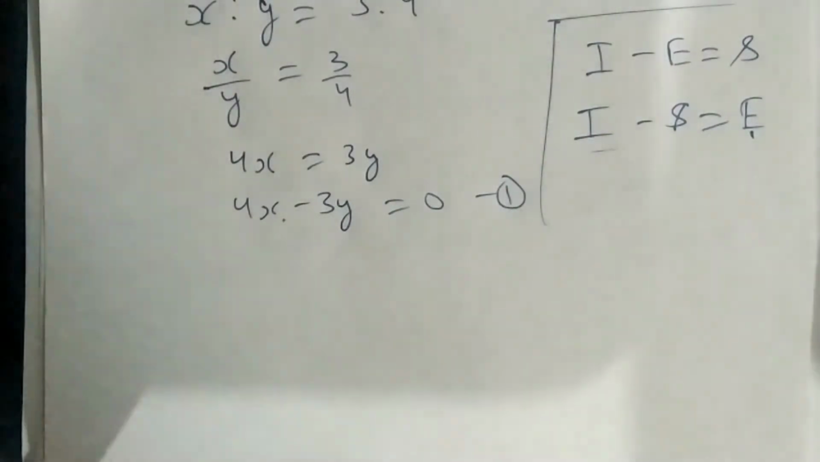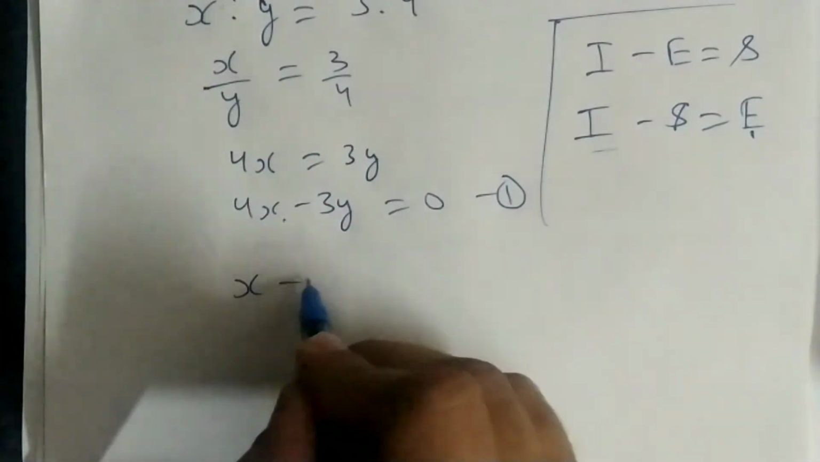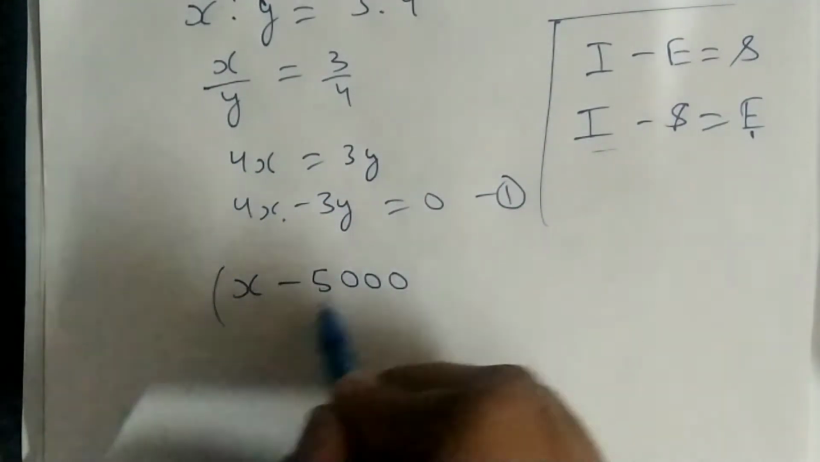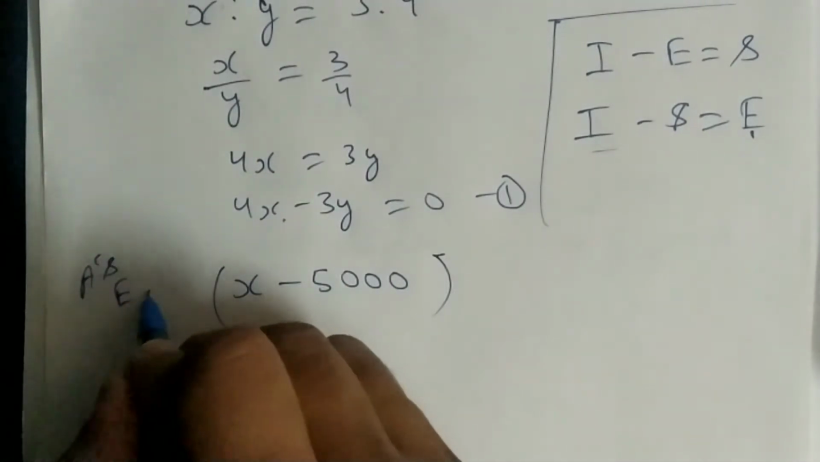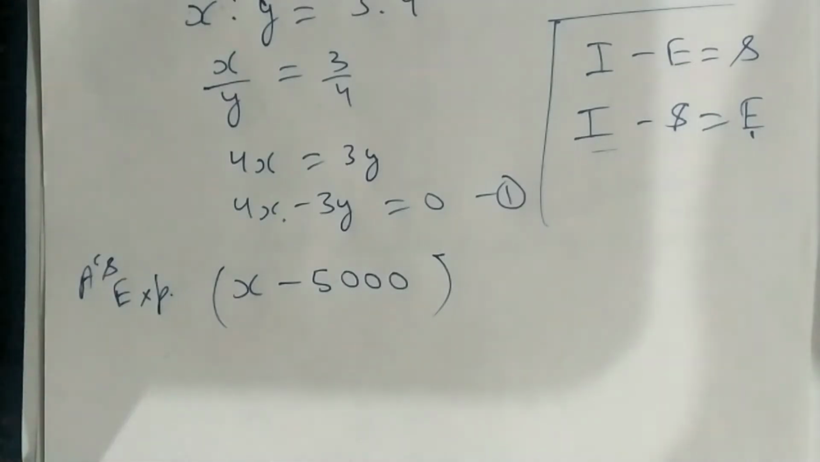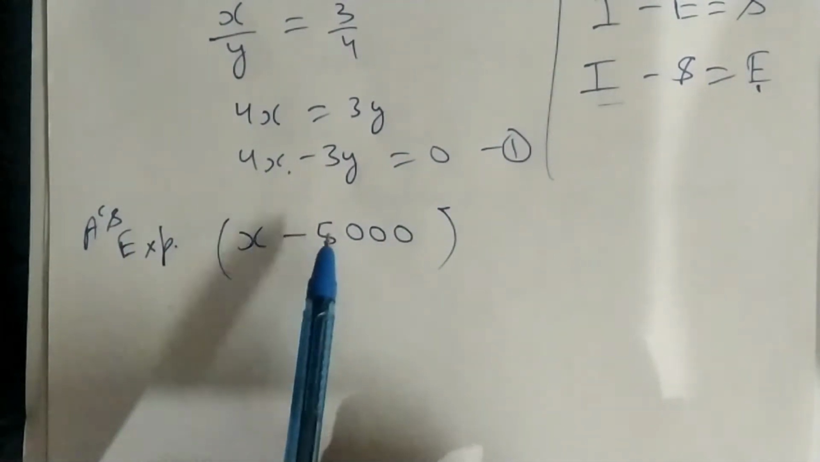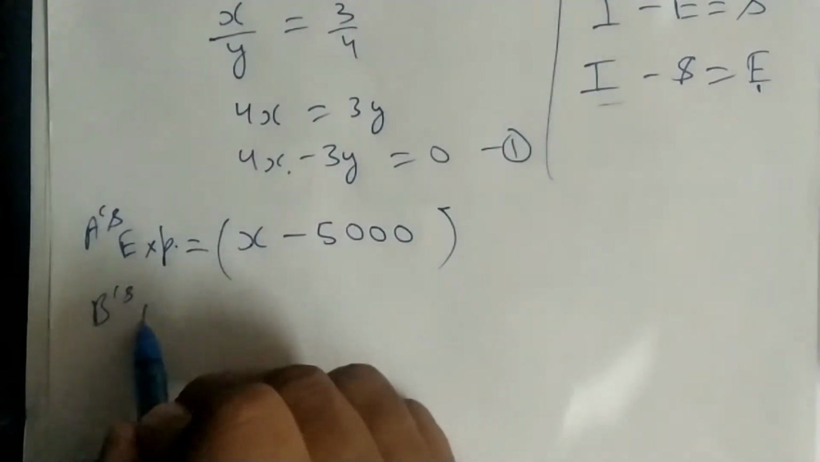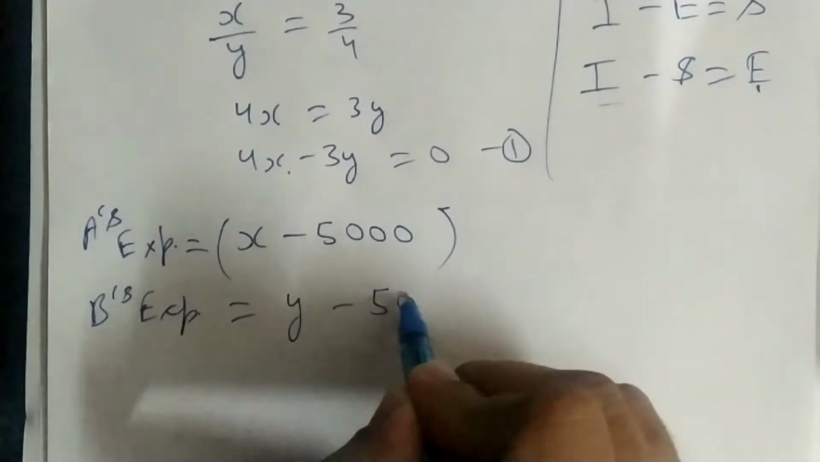Now from here, income is X, savings is 5,000. So this is A's expenditure. A's expenditure is income minus savings. B's expenditure, again income minus savings.